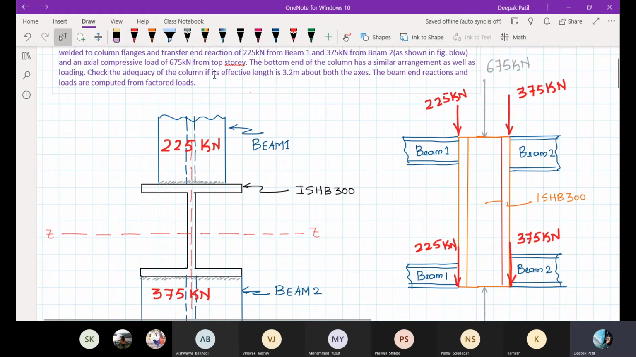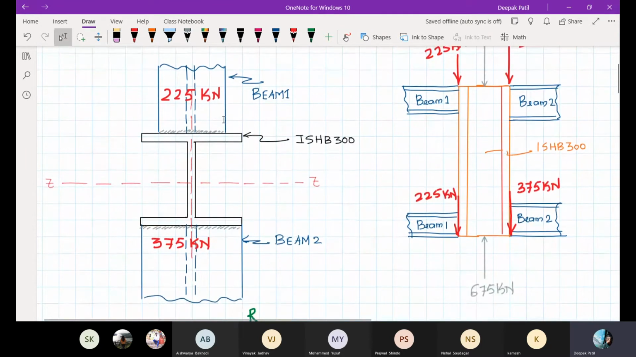Check the adequacy of the column if its effective length is 3.2 meters about both the axes. The beam end reactions and the loads are computed from factored loads. It means whatever loads they have given here, all are factored. You should not apply the factor once again. So he has mentioned that.